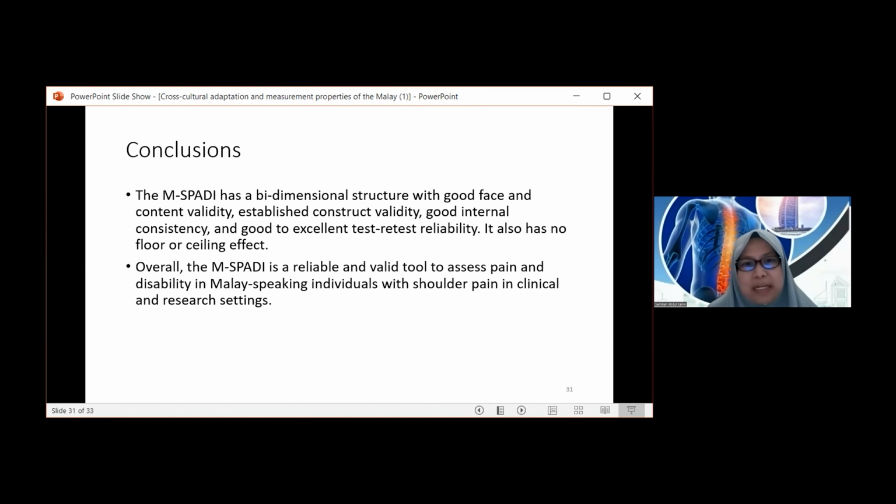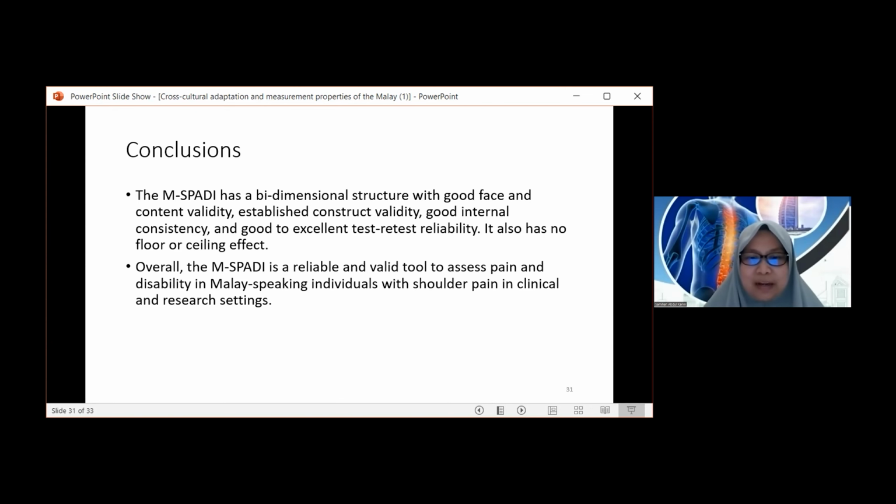As a conclusion, M-SPADI has a bidimensional structure which could support content validity and establish construct validity, good internal consistency, and good to excellent test-retest reliability. It also has no floor or ceiling effects. Overall, the M-SPADI is a reliable and valid tool to assess pain and disability in Malay-speaking individuals with shoulder pain and in clinical research settings.